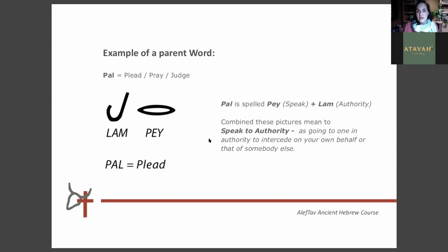And it refers to one going to somebody in a position of authority higher than yourself to intercede on your own behalf or on behalf of a family member. So you go to somebody to judge a matter. So it's almost as if it's referring to doing a petition. It's not just a prayer where you speak and share your heart with Abba, but it's where you go to get a verdict, that you go before a judge and you do intercession.